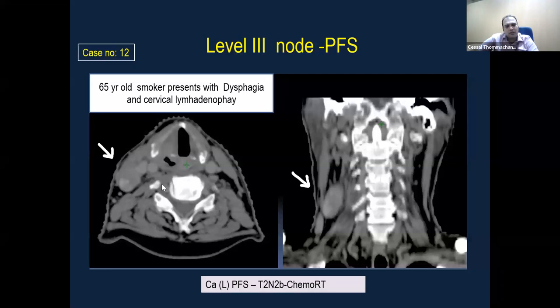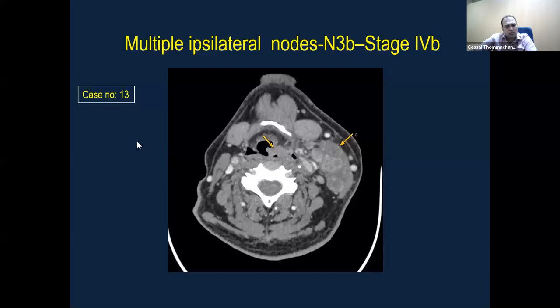And this patient had standard treatment for a T2. This patient actually had two nodes at level 2 also. So this patient was treated with concurrent chemoradiation. Our standard treatment is to go for concurrent chemoradiation.